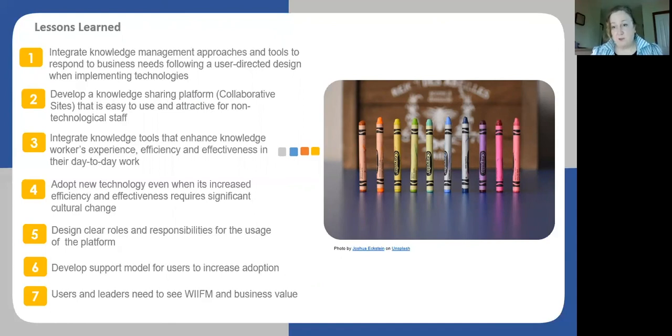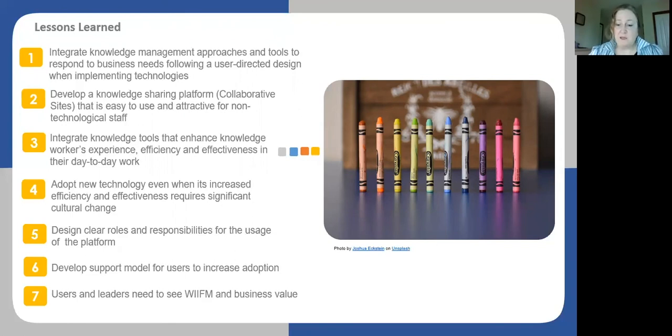The adoption of technology requires definitely a significant cultural change. It reminds me of one of the colleagues that mentioned they flipped a course because of that, and it's true. It's really important all through the entire process. Clear roles and responsibilities once it's in place, very important.